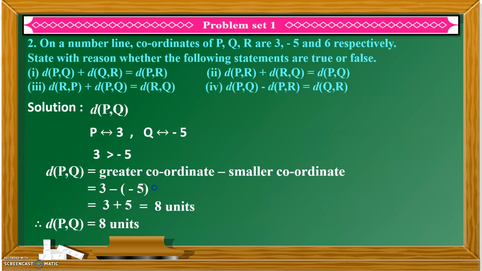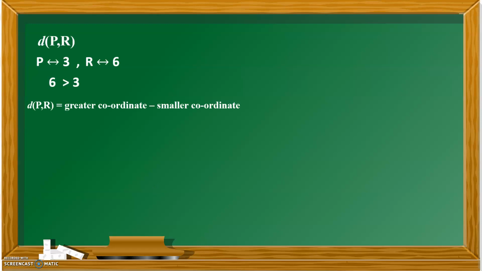Now in the same way we will find the other distances, that is distance PR. For this we need to take the coordinates of P and R, which are 3 and 6 respectively. Then 6 is greater than 3. So distance PR is greater coordinate minus smaller coordinate. By now you must be knowing all these steps thoroughly. So let us substitute. You get 6 minus 3 equal to 3 units. Therefore we can say the distance PR is 3 units.